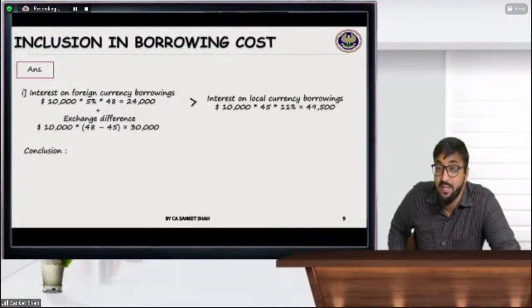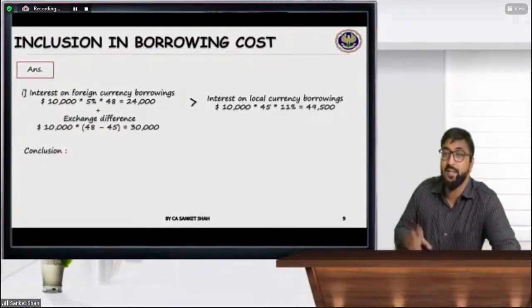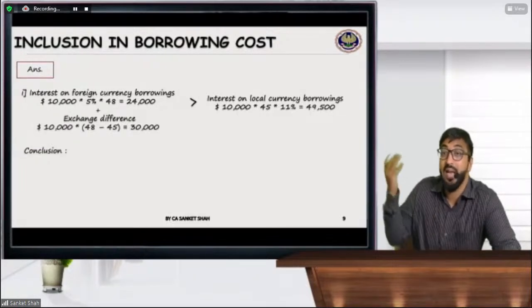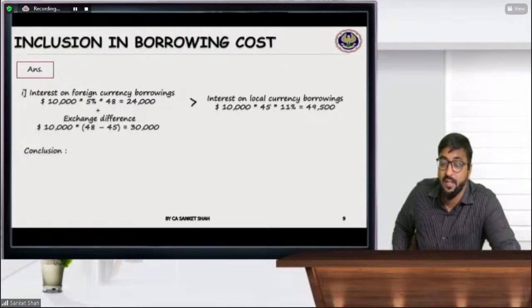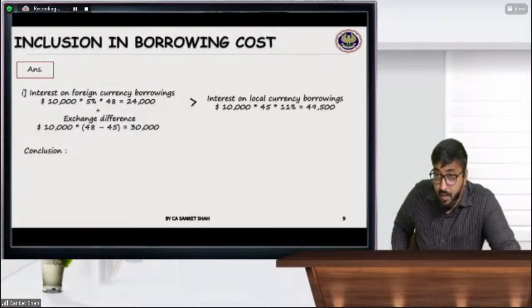Those assets are called qualifying assets. Qualifying asset means they qualify under S16. That's why their name is qualifying asset. And what is the meaning of qualifying asset? An asset which takes a substantial time to get ready for its intended use. So a qualifying asset is covered under accounting standard 16, and interest on that is not transferred to the profit and loss account, but is capitalized.